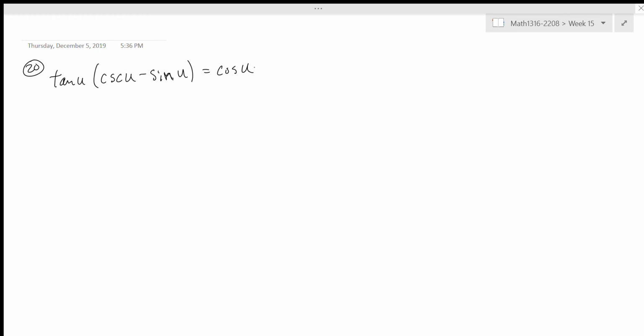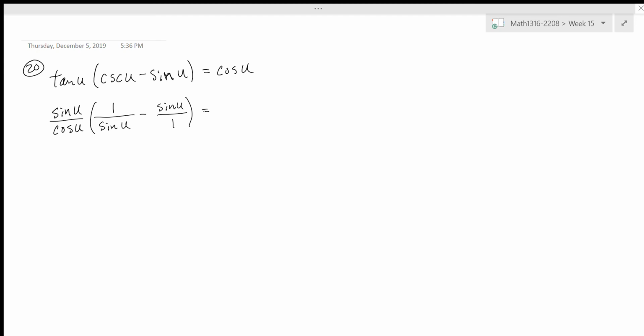Yeah, so we're going to start by changing everything into sines and cosines. Do y'all know what tangent can be replaced with? What about secant? Cosecant is 1 over sine. And sine, well, sine is already sine. So I'm just going to go ahead and make it a fraction because I feel like it.